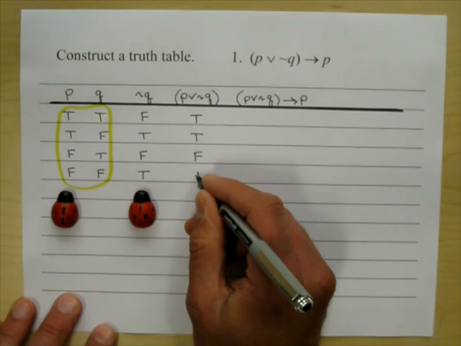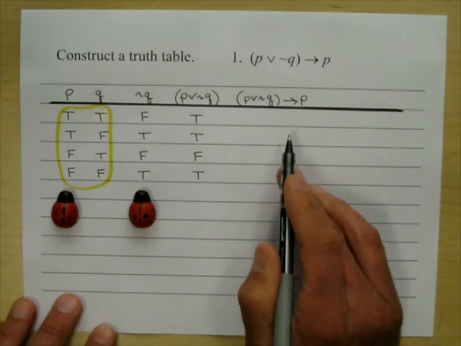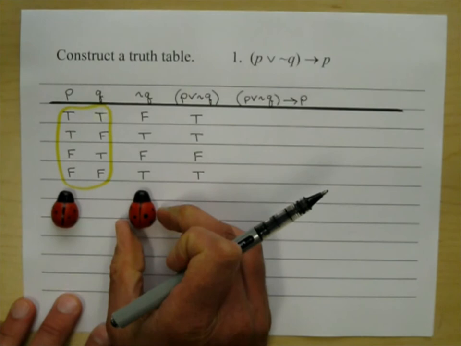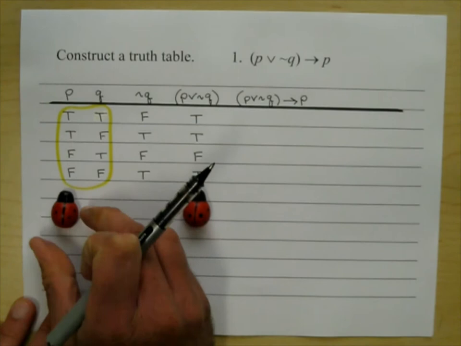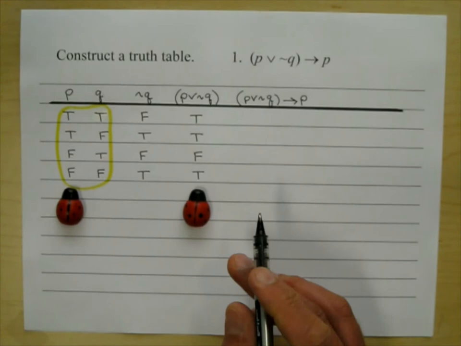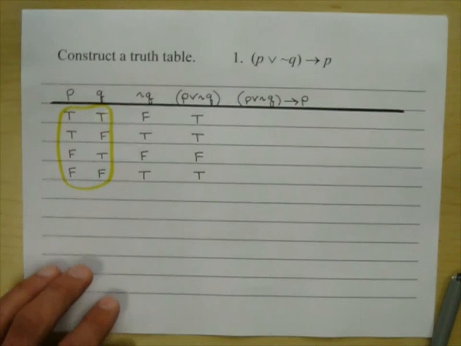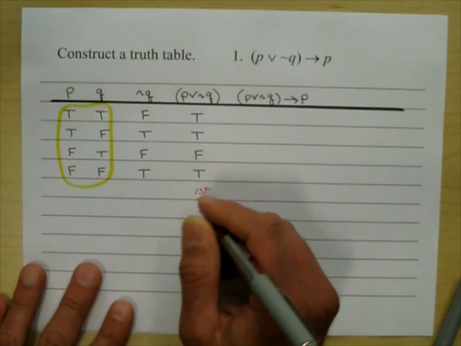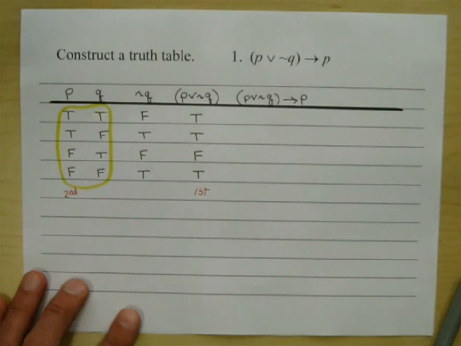Okay, the next one. This is the if-then. So this is where we have to be extra careful. How is that? Because this is the if part, or the hypothesis. Then this bug is on the then part. Now here's the deal. You've got to do it in the correct order. So let me just remove the bugs and mention that maybe this is the one you do first, and that's the one you do second. If you mess this up, it will mess up your truth table.